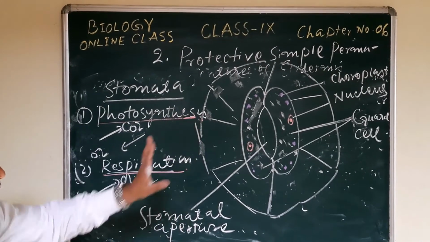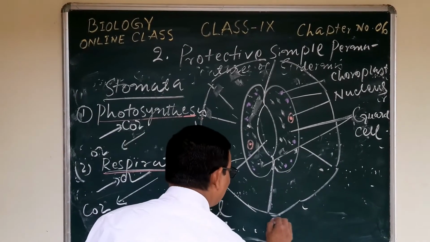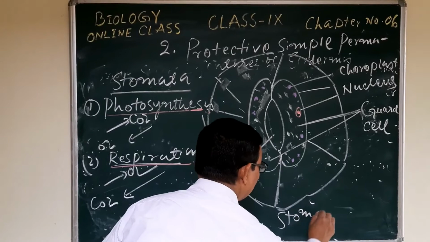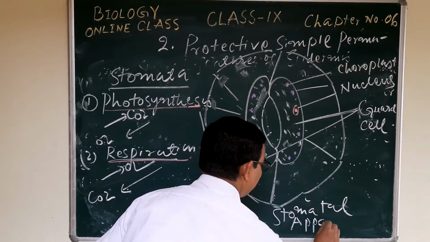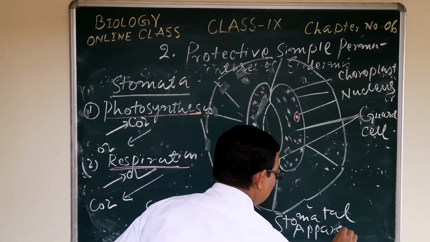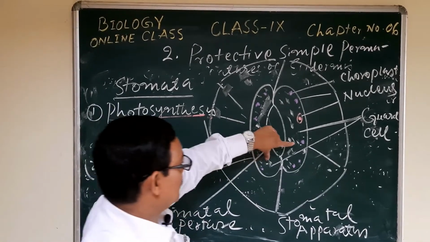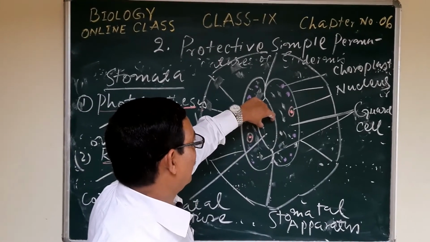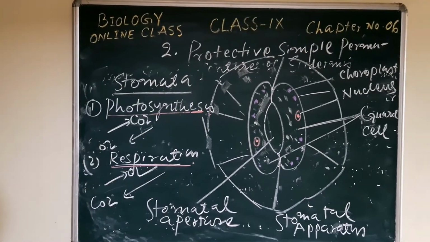This is all known as the stomatal apparatus. Make and write here: stomatal apparatus, that consists of the 2 guard cells, the stomatal pore or aperture, and the subsidiary cells. So these are some facts.